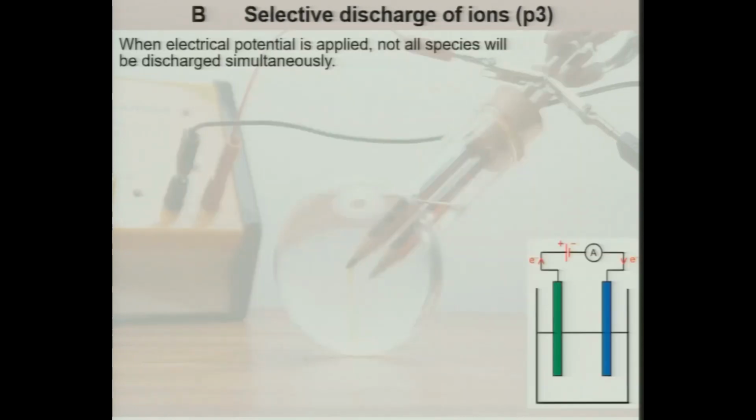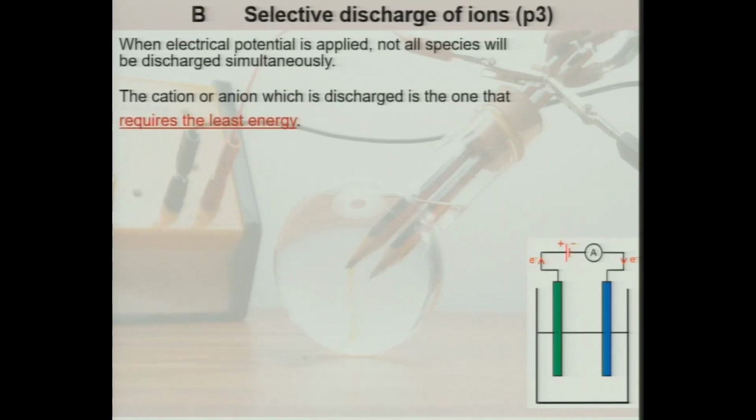Now, when I do electrolysis, when I pass current or electrons through the setup, not all my species will come out at the same time. Please take note, not all of them will come out at the same time. Some will come out first, some will come out later, and the one that comes out first is the one that requires the least energy. I hope this makes sense to you.